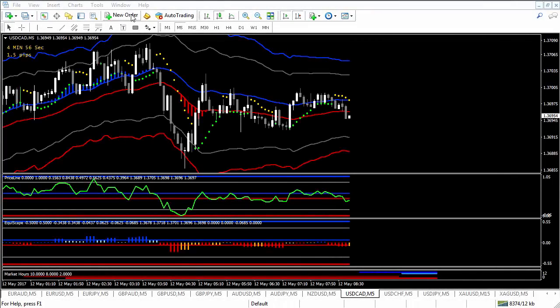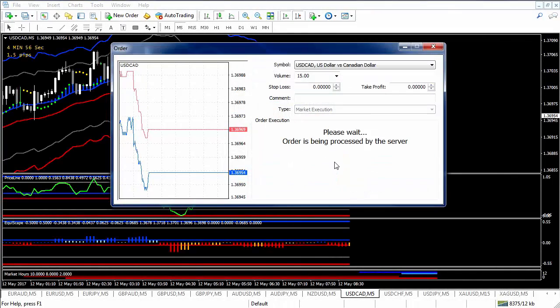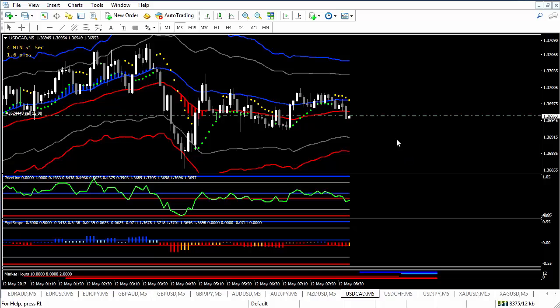I've got a signal to go short. I will do that. This is the US dollar, Canadian dollar. Entry has happened. Stop loss is placed. Take profit is also placed.